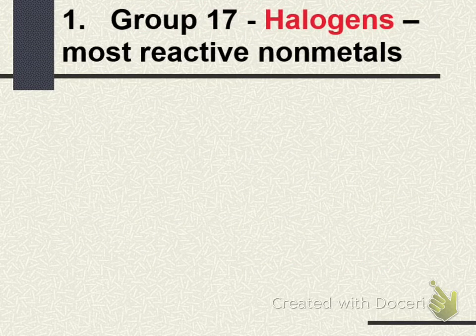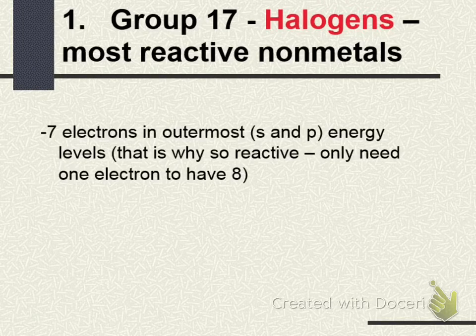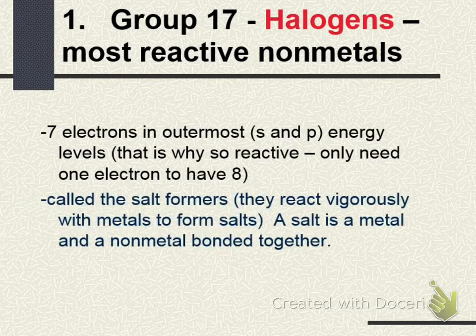Group 17 gets its own name within those p block elements because it's very important. They have 7 valence electrons, okay, because you're at s2p5, remember? So they have 7 valence electrons. So they're very, very reactive. They're the most reactive of the nonmetals, okay? They are called salt formers, okay? And you need to add that to your notes, and that's because they react vigorously with metals to form salts, okay? And a salt is basically a metal and a nonmetal bound together.